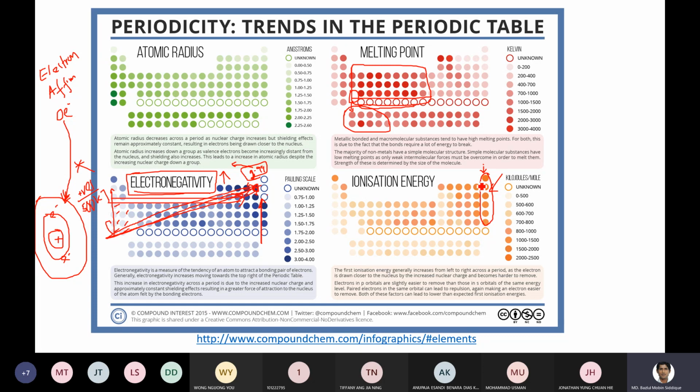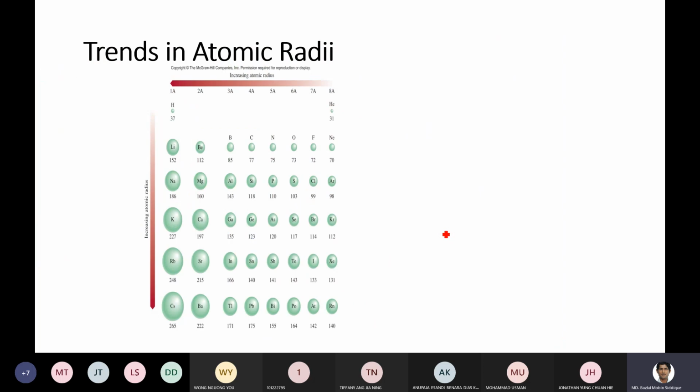Fluorine, being very electronegative, always wants to have the electron. It does not want to shed one electron, which is why its ionization energy is very high. This is almost a similar trend to electronegativity: if we move from left to right, or from left bottom corner to right top, the ionization energy is increasing.